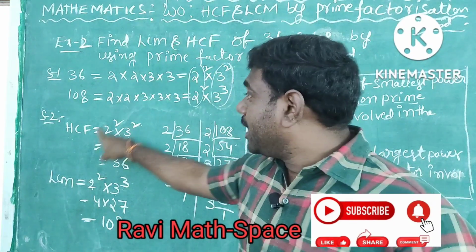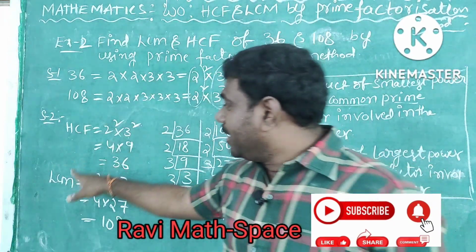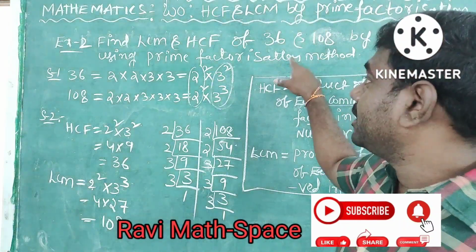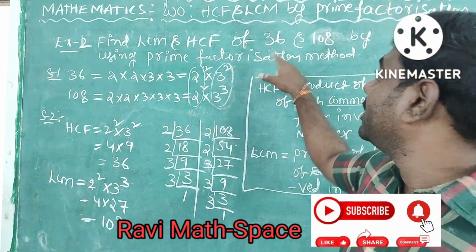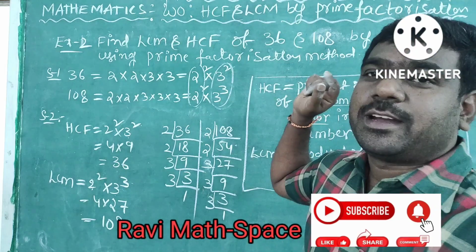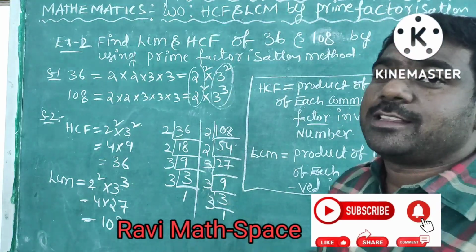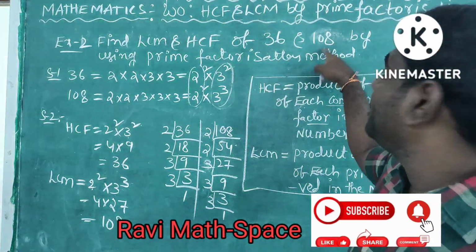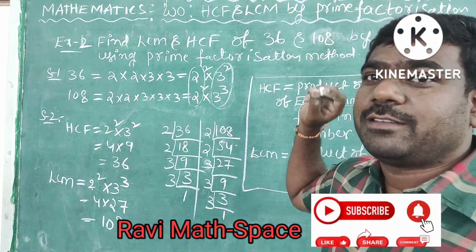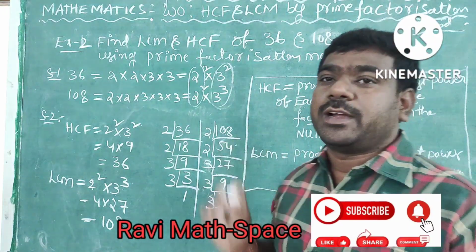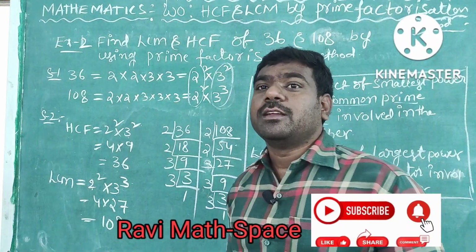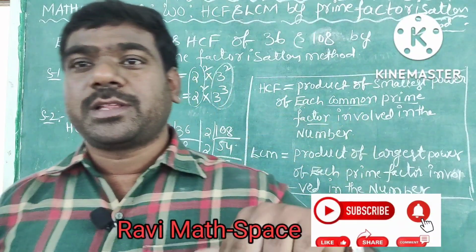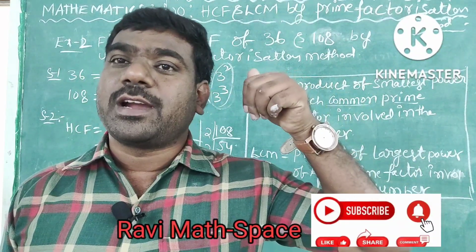HCF came as the first number and LCM came as the second number. Cases like this come very rarely. Remember these two numbers, 36 and 108: HCF is 36, LCM is 108. Like this, we can find the HCF and LCM of any numbers, either two numbers or more than three numbers, by using the factorization method.